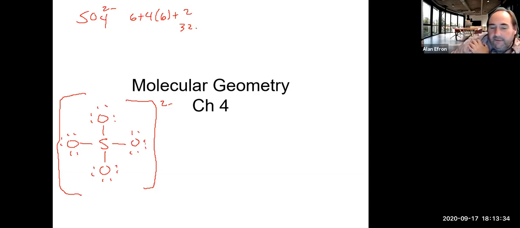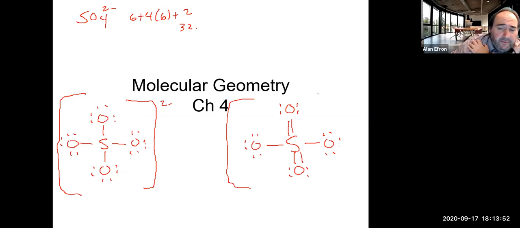But if you ever Googled it or looked at it, or maybe you've drawn it, you will sometimes see sulfate drawn like this, with some double bonds happening. Now that we've talked about exceptions to the octet rule, this is a perfectly fine structure for it. Sulfur can take all those electrons. And again, we still have 32 electrons if we go around it.